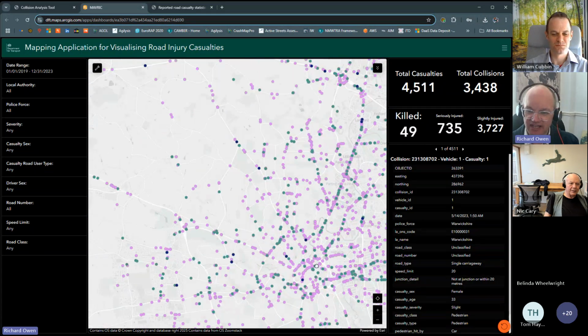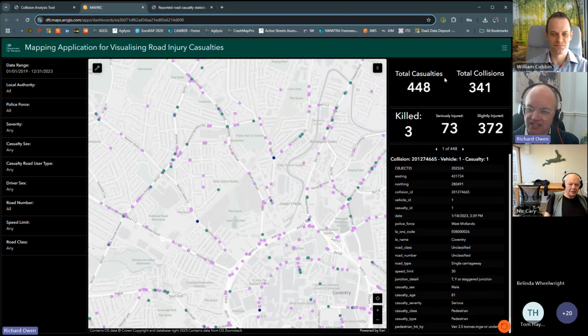And you can zoom in, and then let's have a look within Coventry, and you can see that it's starting to tell you information about the total number of casualties, number of collisions, seriously injured.